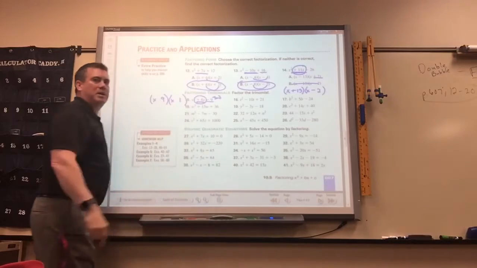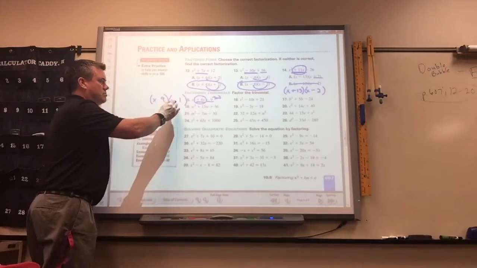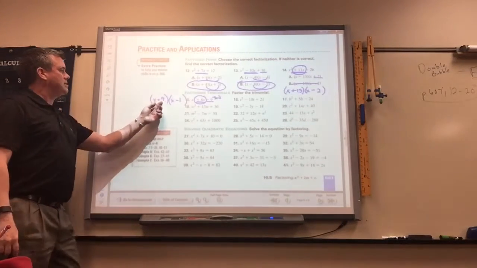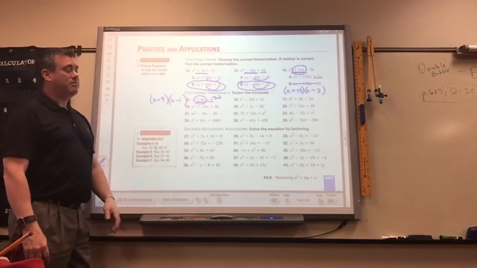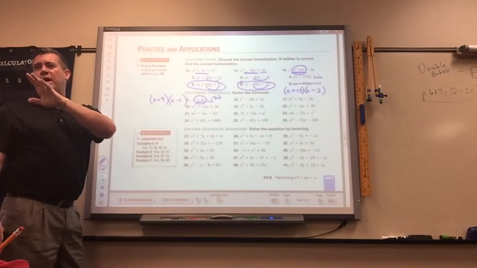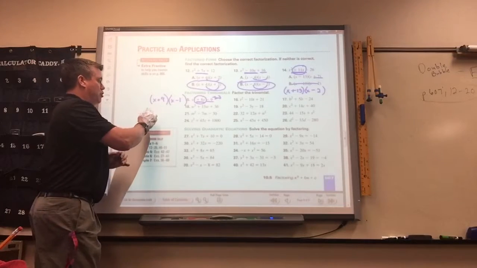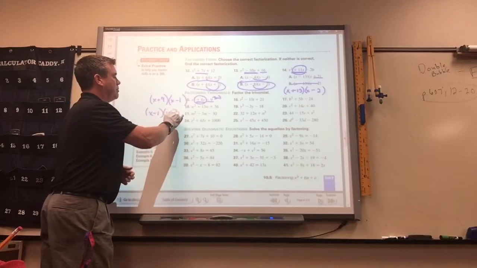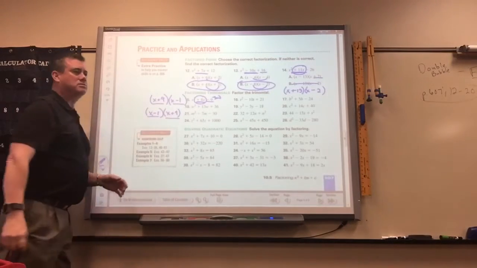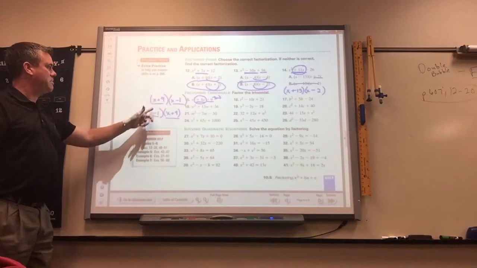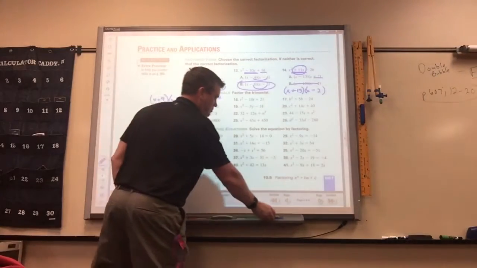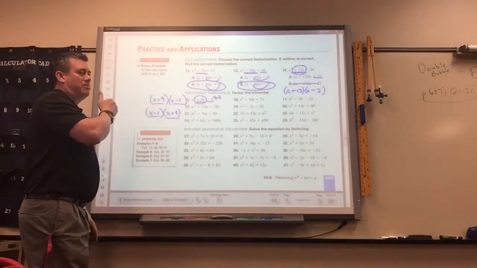And it's got to end up to be a positive 8. Negative 1 plus 9. A positive 9 and a negative 1 forms a positive 8. And when you multiply, it gives you a negative. Now, if you wrote it this way, would that be wrong? No. Doesn't matter what order you multiply in. You can have them flip. You could have the x minus 1 first and the x plus 9 second. But if the signs are flipped, then it's wrong.